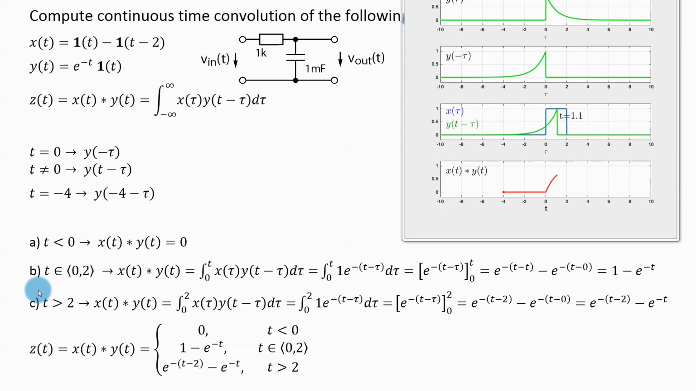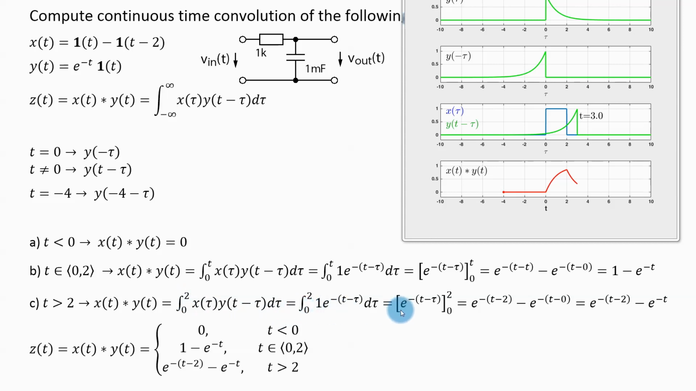Now let's take a look at the case where t is greater than 2. That is this case where the non-zero values of these two functions overlap in the interval from 0 to 2. So I need to evaluate this integral in the interval from 0 to 2. And that is what I'm doing here. So I'm computing this integral from 0 to 2.